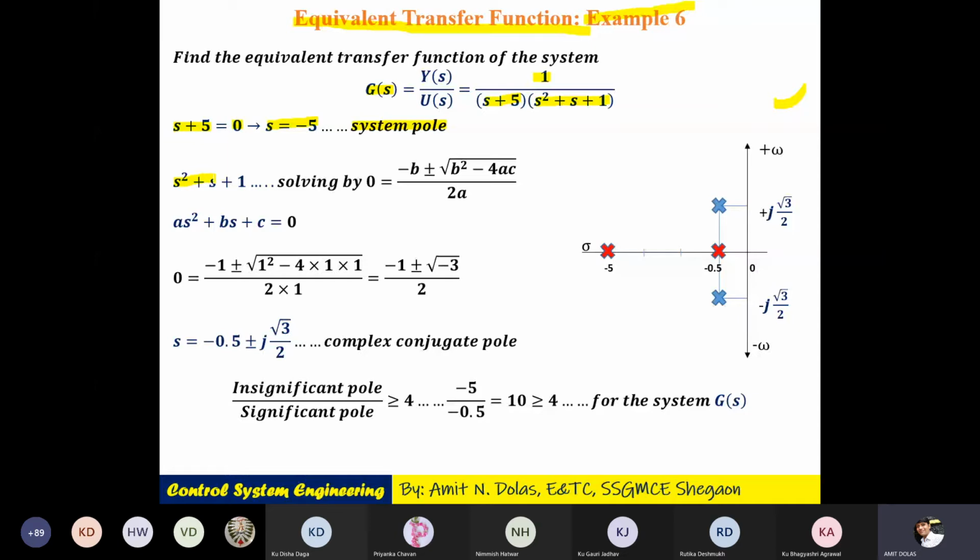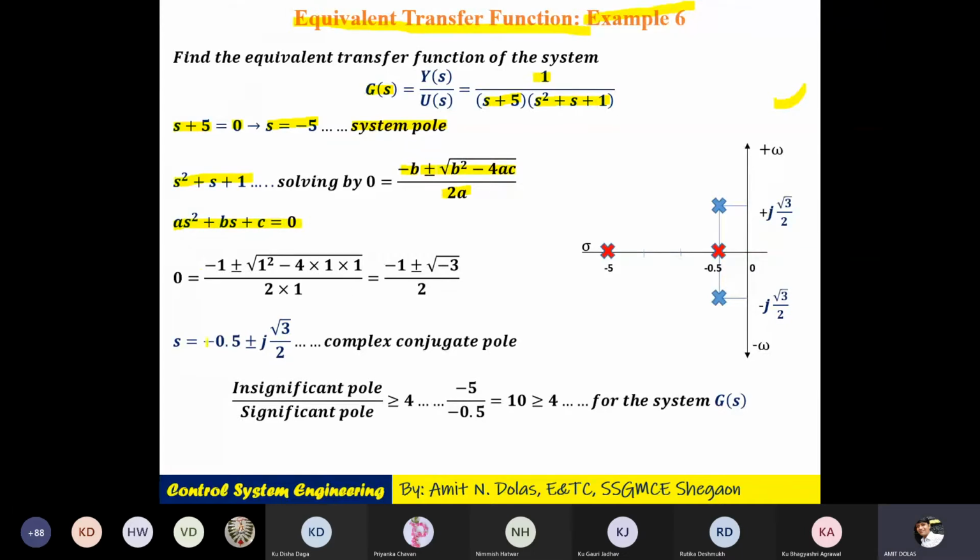Then for the other one, S square plus S plus 1 is equal to 0, it cannot be solved directly because the roots are complex conjugates. So we'll use this formula: minus b plus minus under root b square minus 4ac divided by 2a, where a is 1, b is also 1, and c is also 1 with this relationship.